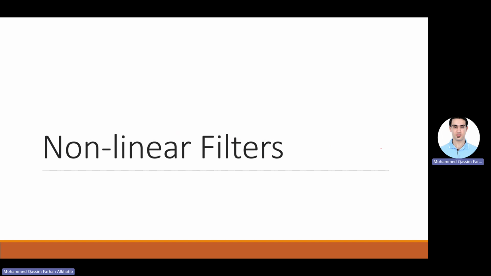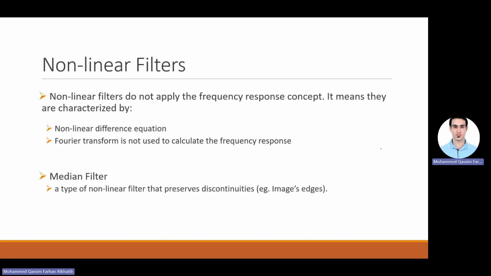All right, so we'll talk about nonlinear filters. We'll give the focus for this one. They do not apply the frequency response concept. We cannot do this Fourier analysis, band pass, band stop. It means that they are not characterized by a linear difference equation. Also, the median filter has no impulse response. We don't have such h of n. There is no Fourier transform used to calculate the frequency response. So those are the main characteristics of linear filters. They don't have this difference equation, and there is no Fourier transform for this thing.